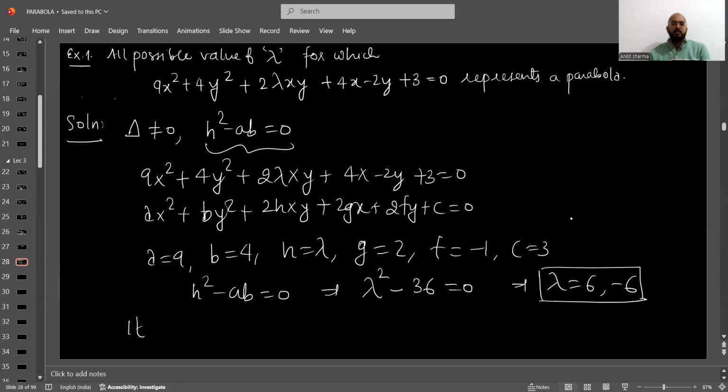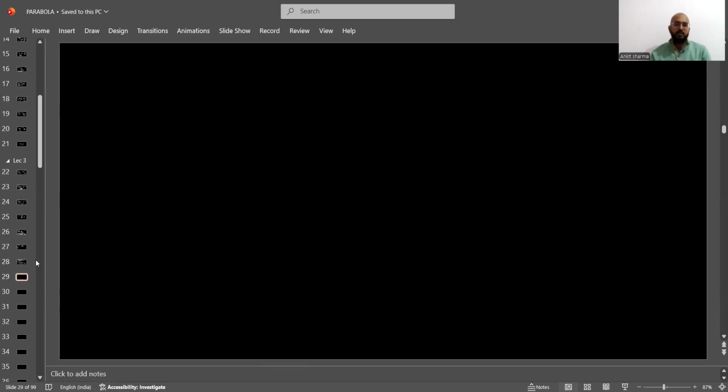Now, it can be easily verified that delta won't be 0 for these two values. So the possible values are 6 and −6, for which this equation will represent a parabola. I hope you're done with this part. Now moving to the next section.